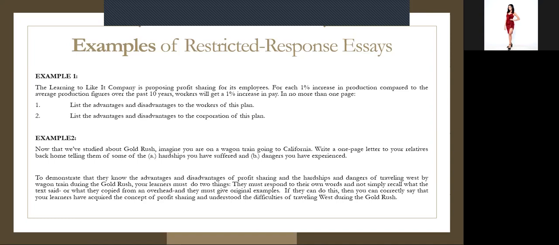Examples of restricted response essays. Example 1. The Learning to Like It company is proposing profit sharing for its employees. For each 1% increase in production compared to the average production figures over the past 10 years, workers will get a 1% increased pay. In no more than one page, list the advantages and disadvantages to the workers of this plan. List the advantages and disadvantages to the corporation of this plan.